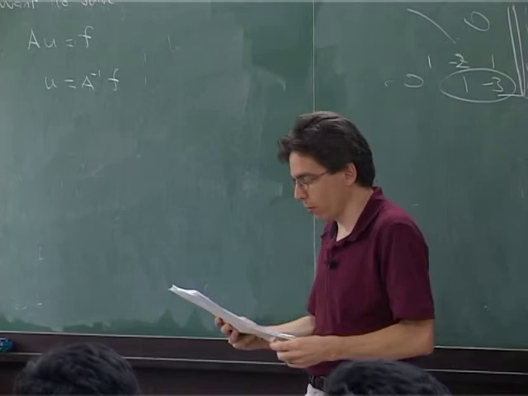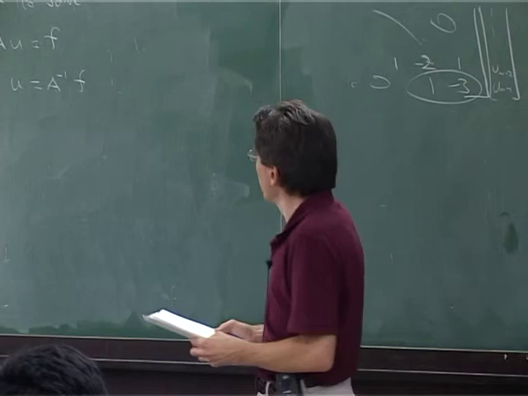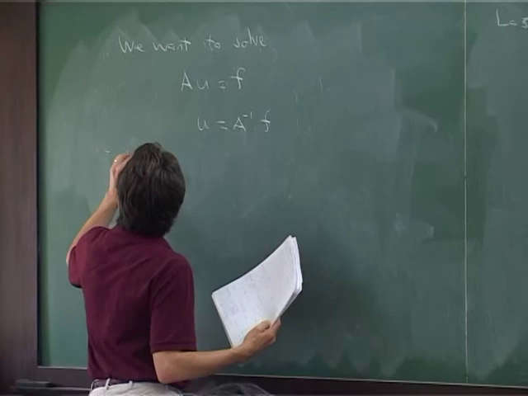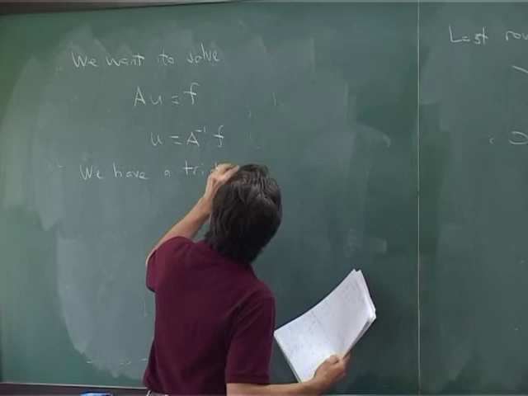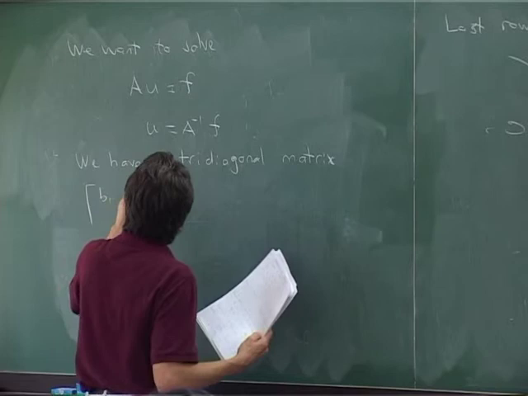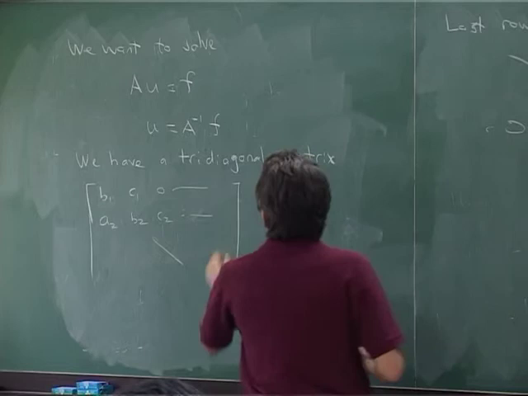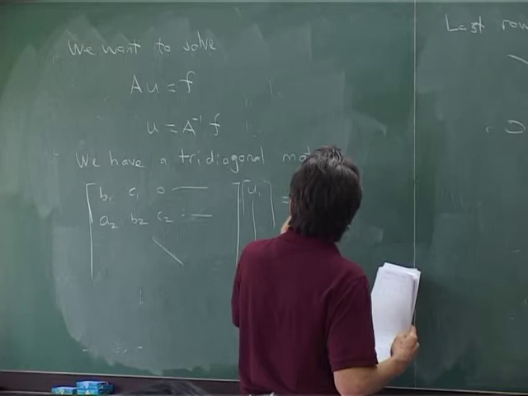But for now, we can talk about the simple tri-diagonal system. So if you have a tri-diagonal matrix, you have something of this form, where you have U. Right, this is your system.